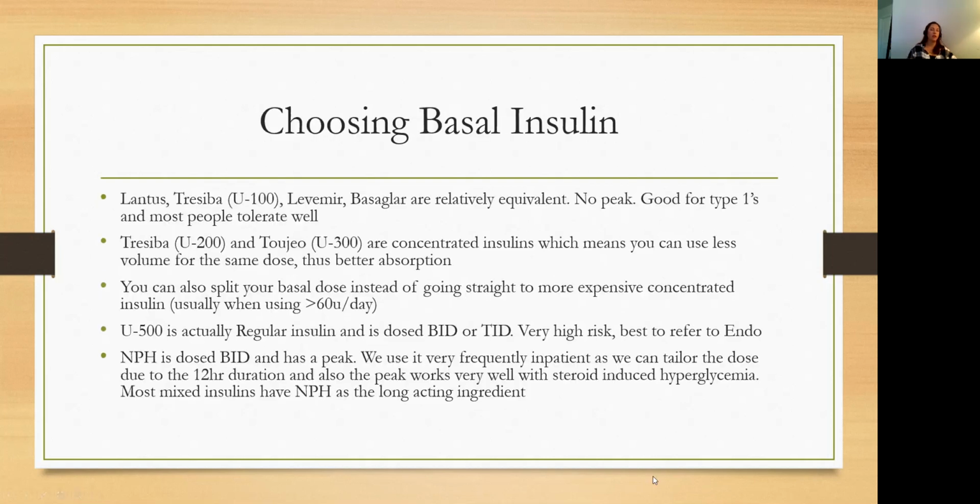When you're picking a long-acting insulin, Lantus, Tresiba, Levemir, and Basaglar are pretty much equivalent.